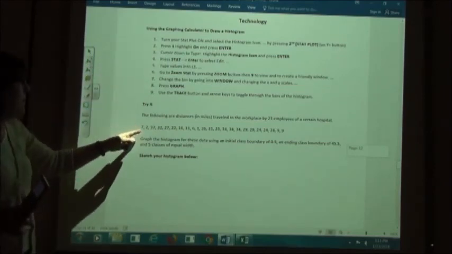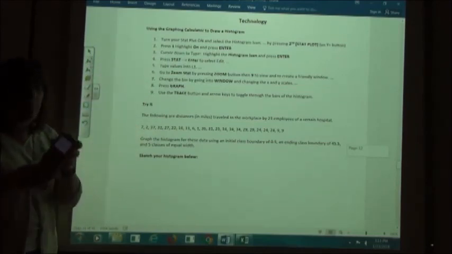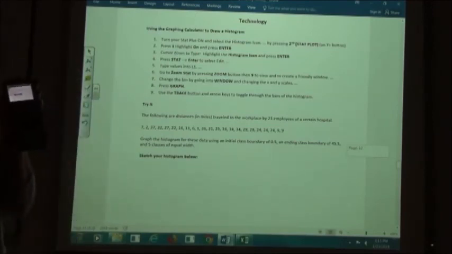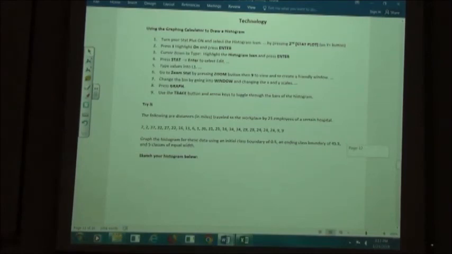Which one's the histogram icon? The histogram one is the third one where it says type. Okay, it's the third one over. Okay?